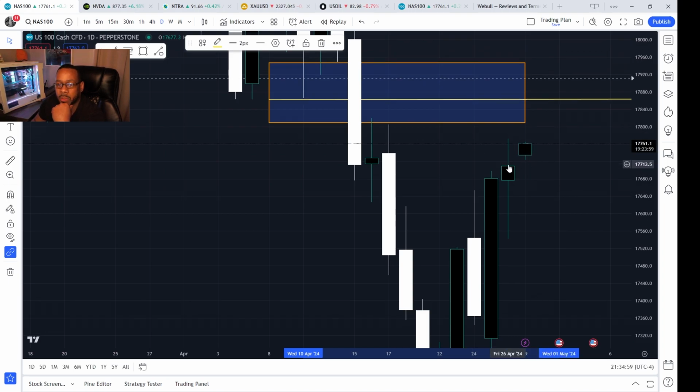You already see this little gap right here. More than likely at some point price will come back and clean this gap up. This is daily. Yep.